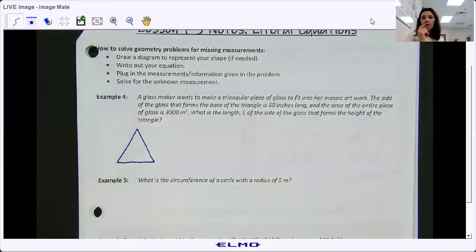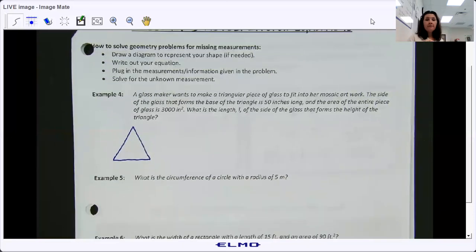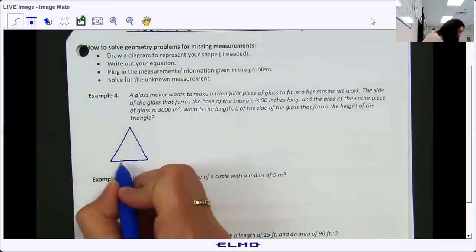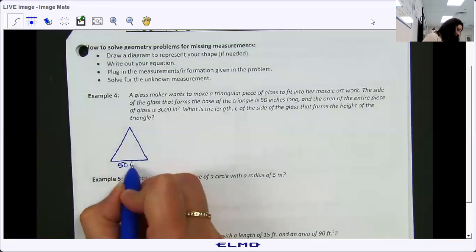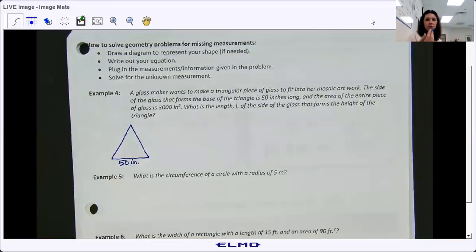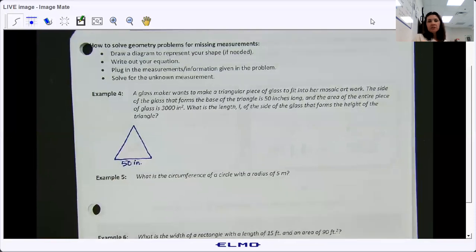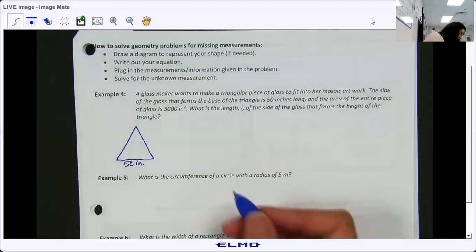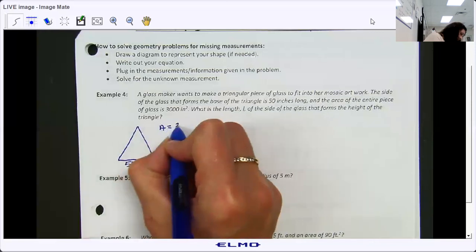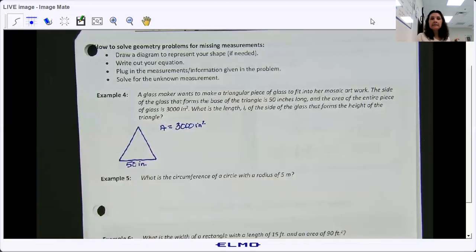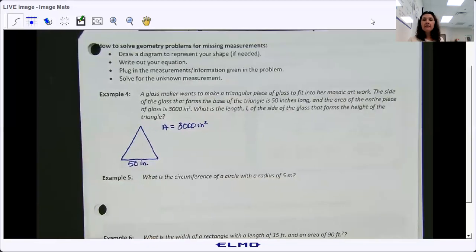Okay. The side of the glass that forms the base of the triangle is 50 inches. So this is typically our base right here, and this is 50 inches. Notice I drew my diagram, and then I'm plugging in the information they give me, and then I'll write out my equation. So it's 50 inches long, and the area of the entire piece of glass is 3,000 inches squared. So the area is 3,000 inches squared.